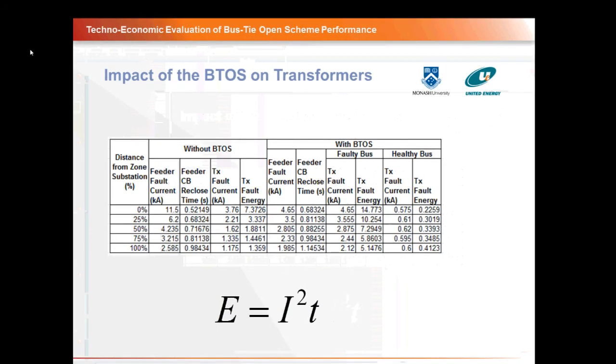In this table, I have used the two values of fault current and time to obtain values for fault energy going into the transformer. From this table, we can see that the fault energy going into the faulty bus is very high compared to normal operation. However, in the healthy bus, the fault energy is much lower than normal operation. So there are converse benefits of the bus tie open scheme on transformers.